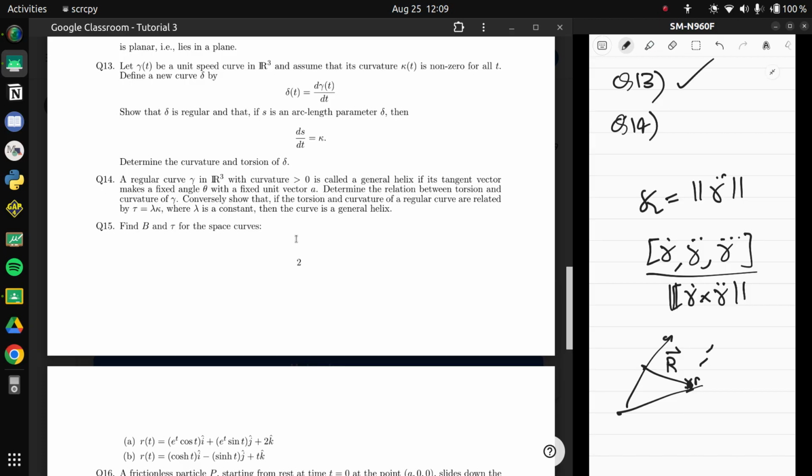Stupid. Might not even be the case like that. General helix. It's not the same thing as a helix. It's some sort of a regular curve. In fact, it doesn't really matter.